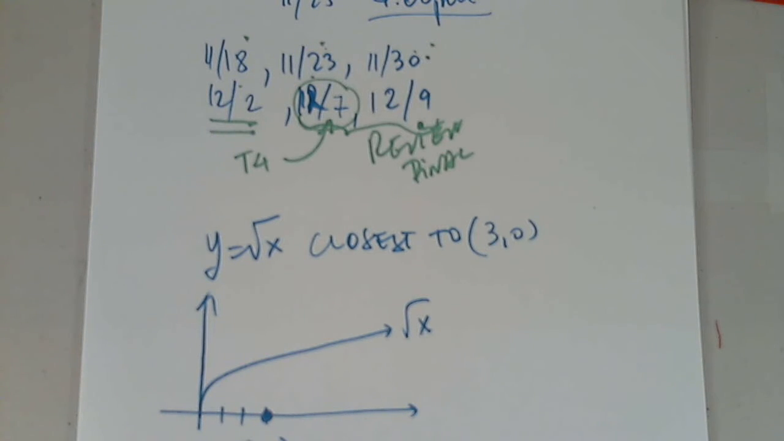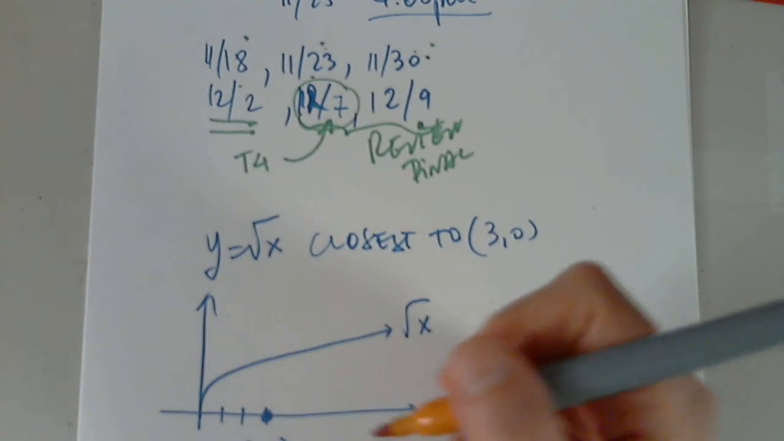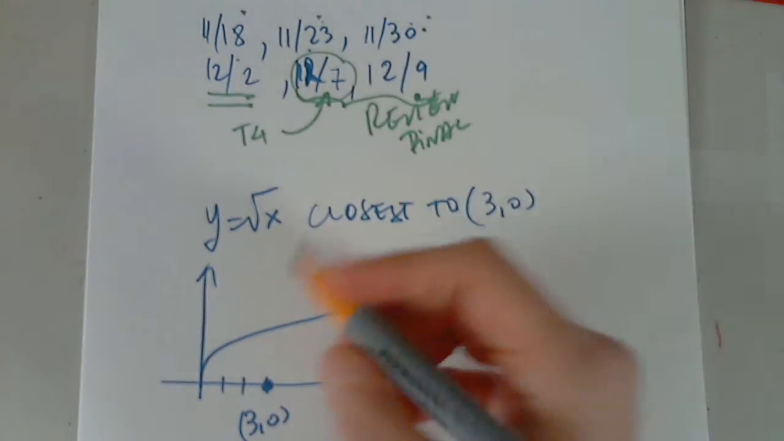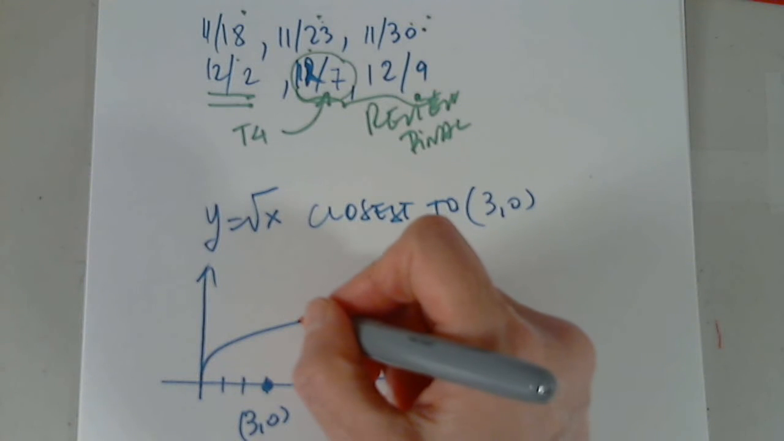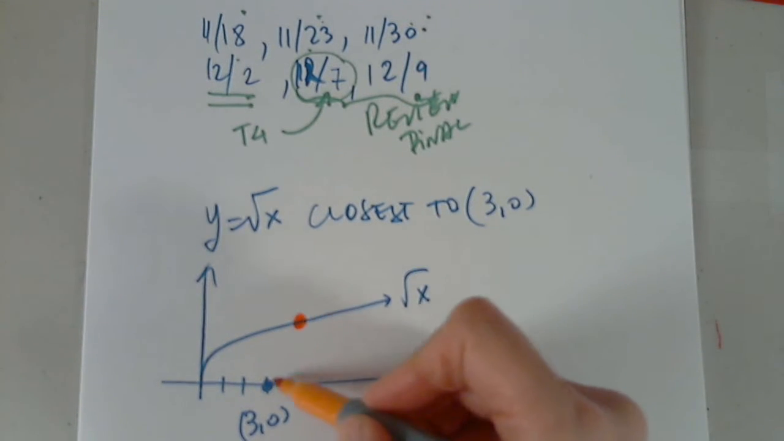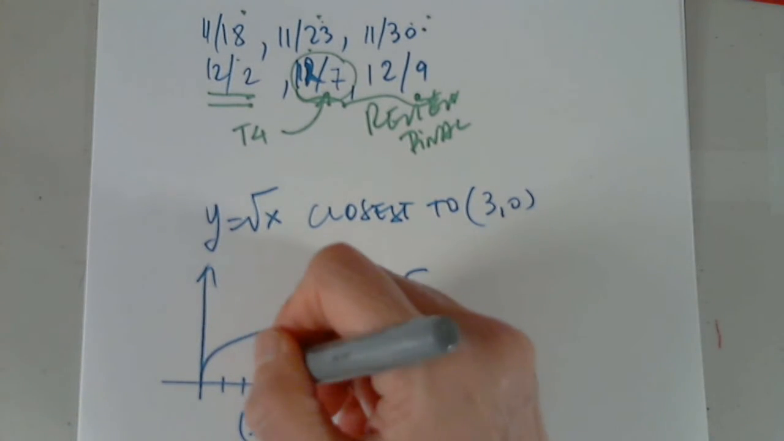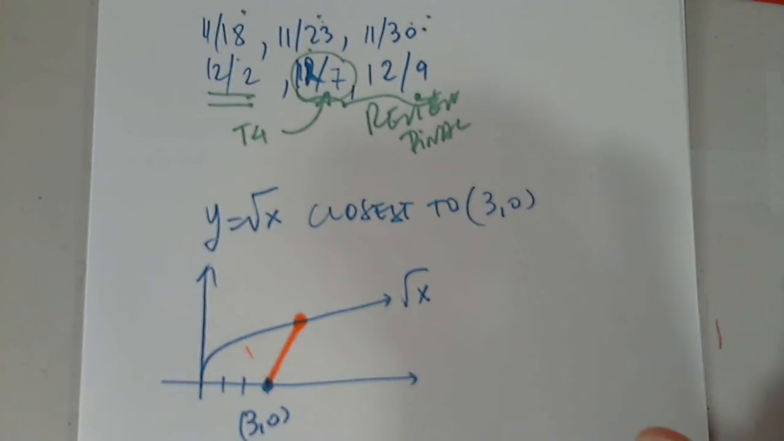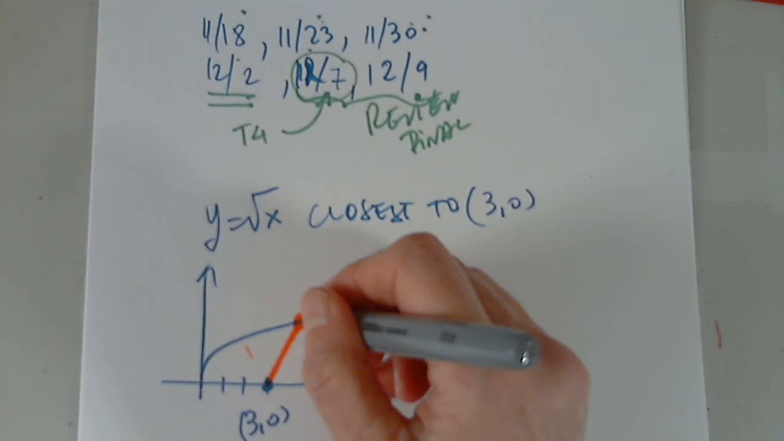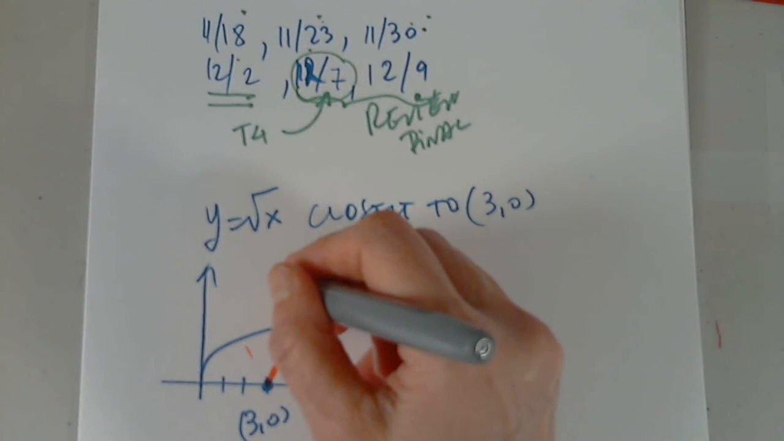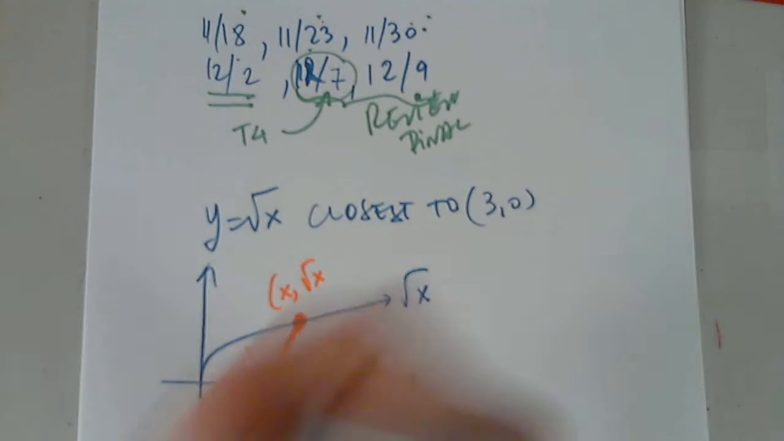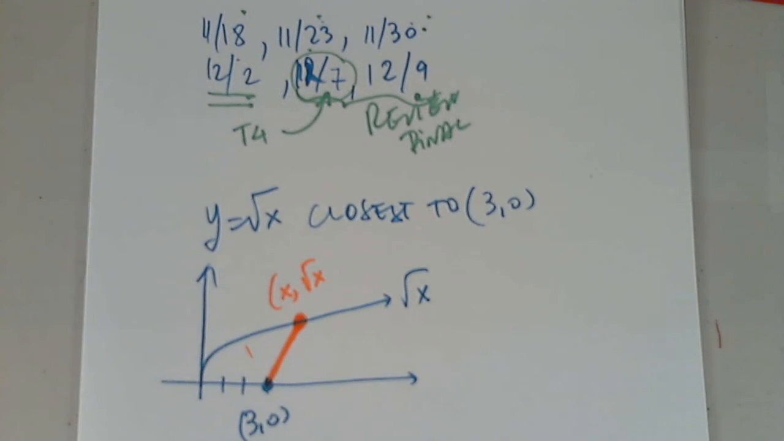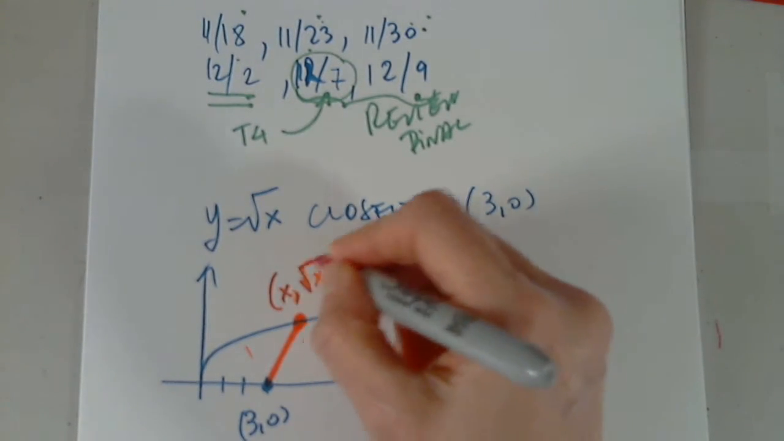I don't know where that point is, and I don't care. I need to look at the generic value. I'm exaggerating; I'm going to say that this is the point. It's not, it's probably somewhere here. I don't care, it has to be generic. I don't know where it is, but I know that this point has coordinates x, comma, the square root of x.